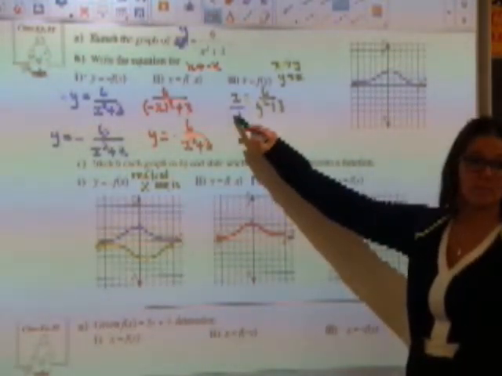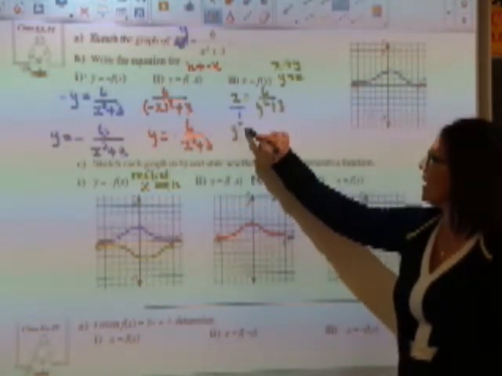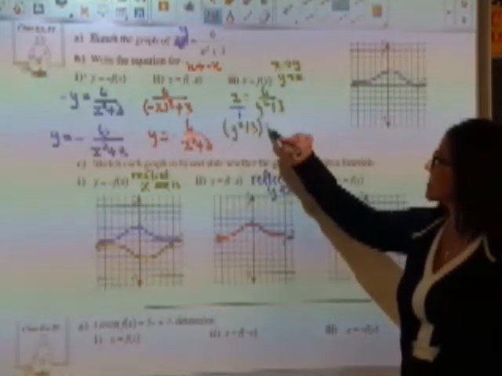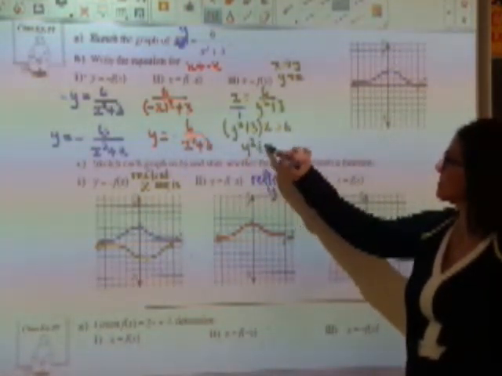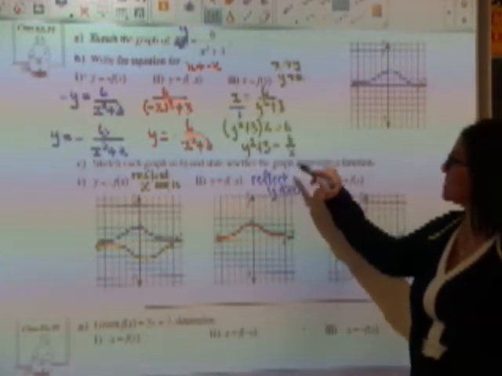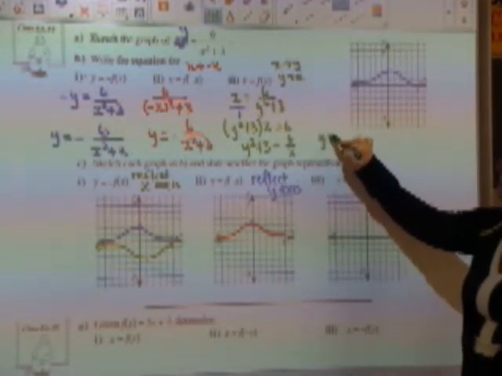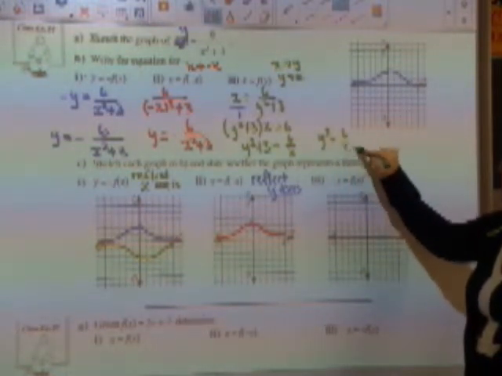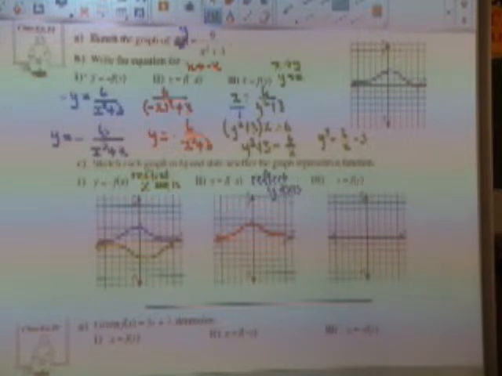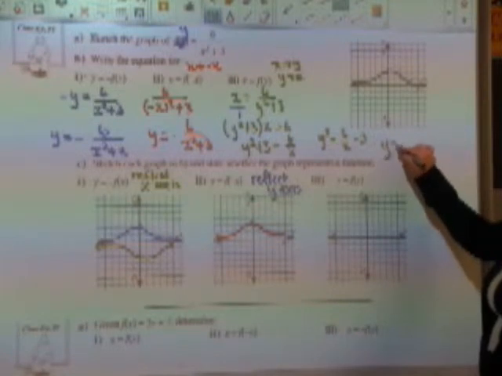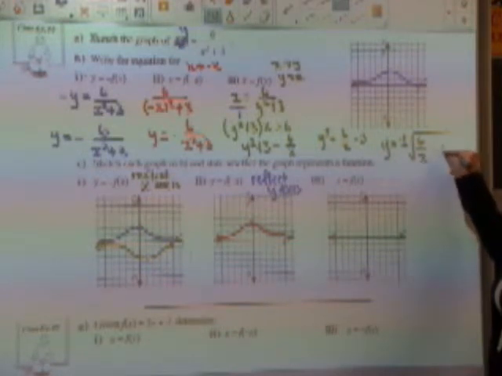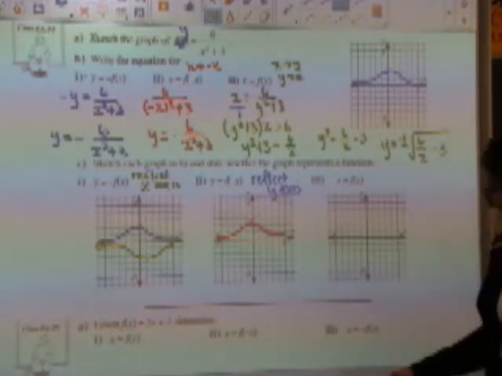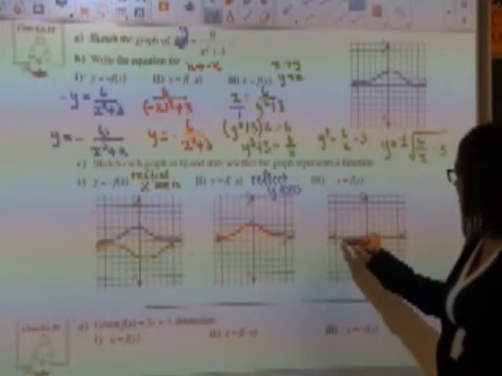I can cross multiply. If I cross multiply, I will get y squared plus 3 times x equals 6. Divide by x. I now get 6 over x. Subtract by 3. So y squared equals 6 over x minus 3. And then I would take the square root. Y equals plus or minus the square root of 6 over x minus 3.